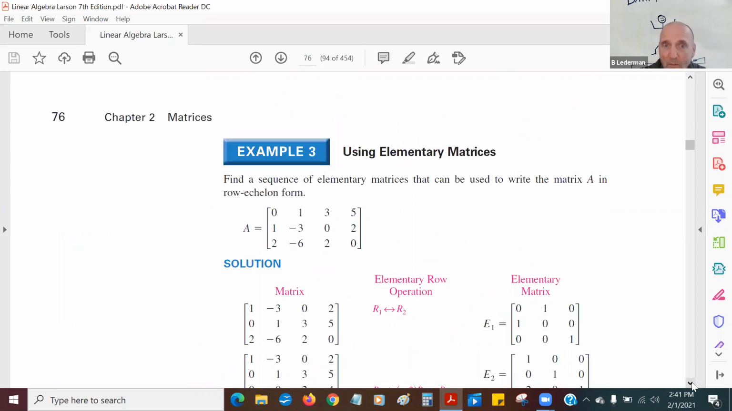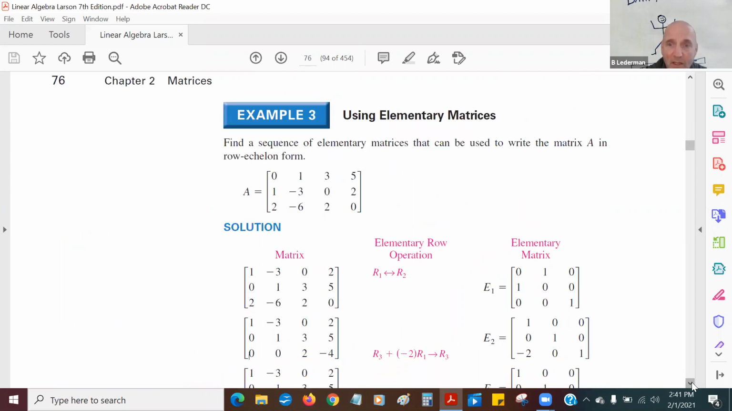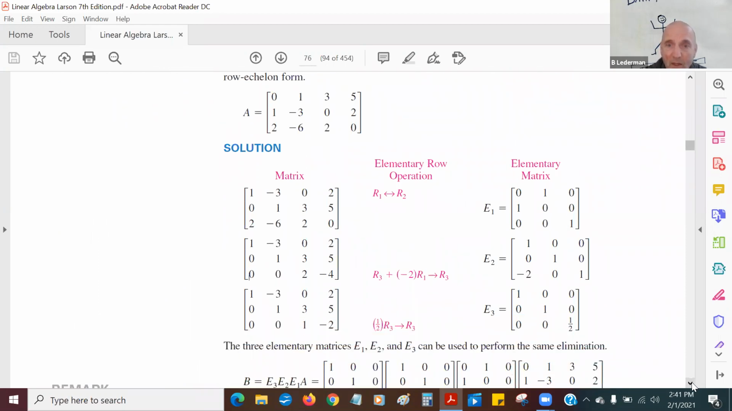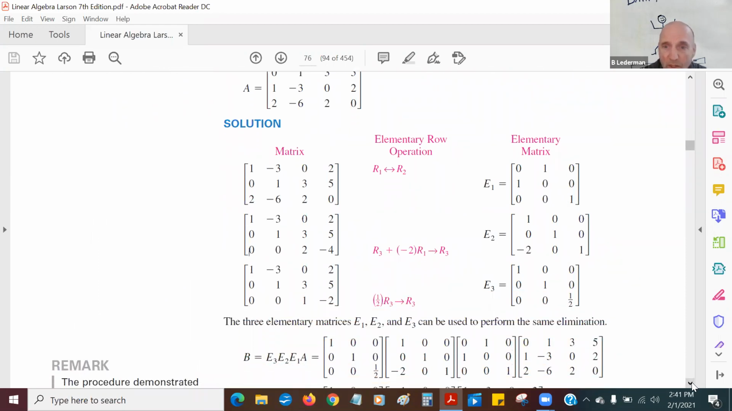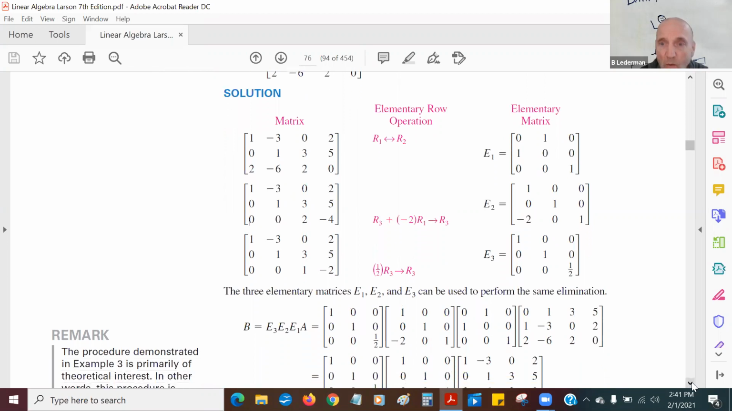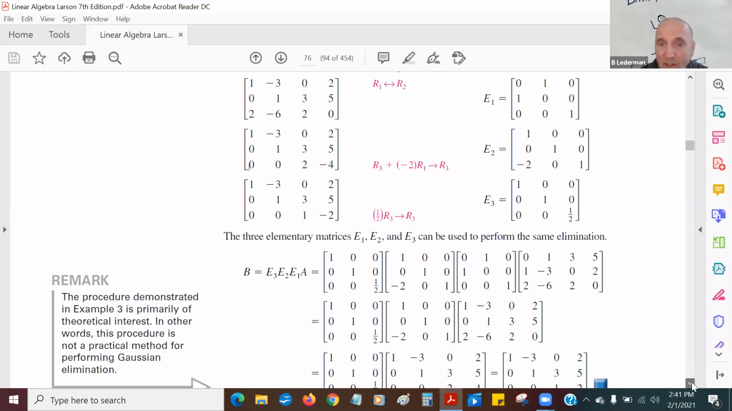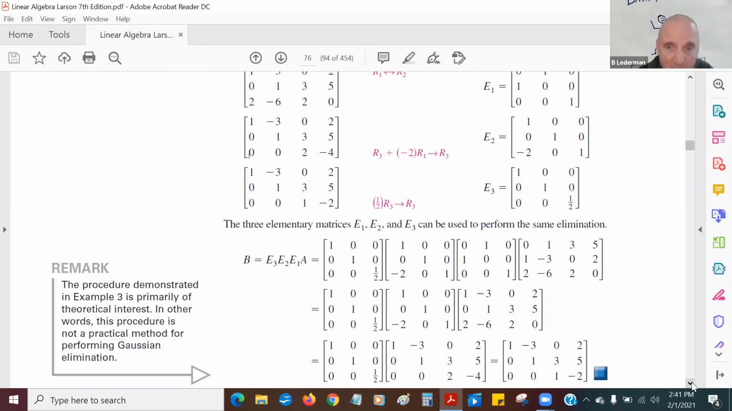So the moral of the story is that the row echelon matrices that we've gotten, we can express them as products of the original matrix A times elementary matrices, and that is going to prove to be extraordinarily powerful. That is going to be very, very powerful for our purposes.